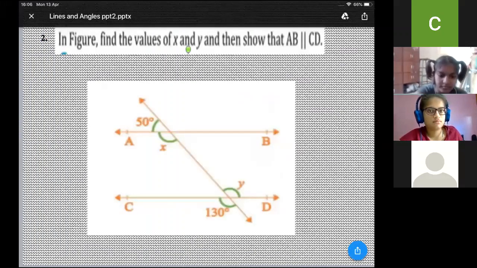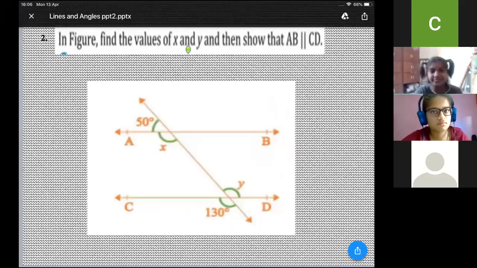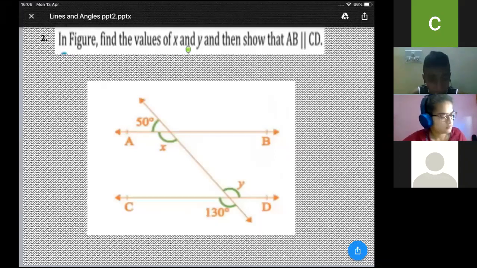Now, the second problem. Can you see this problem, children, on your desktop? Yes, ma'am. In this figure, find the values of x and y. Then show that AB is parallel to CD. So, here the first step is we need to find the values of x and y. Okay, children? So, how to find the value of x?